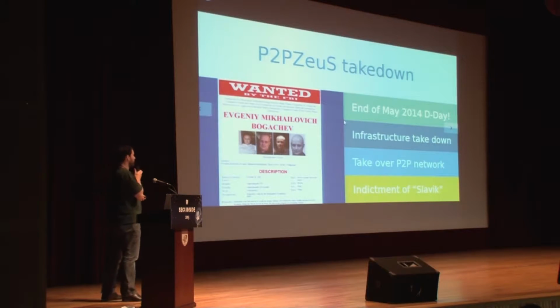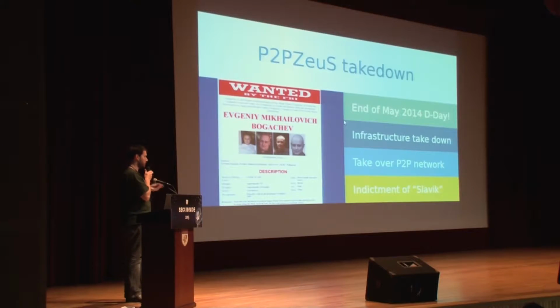Basically, this guy was indicted last year. He was indicted at the end of May, and at the same time, the infrastructure was taken down, so all these servers that we saw, and the peer-to-peer network was taken over. By poisoning nodes and doing some tricks, they were able to reroute all the peer-to-peer traffic to a select number of nodes and be able to control them.